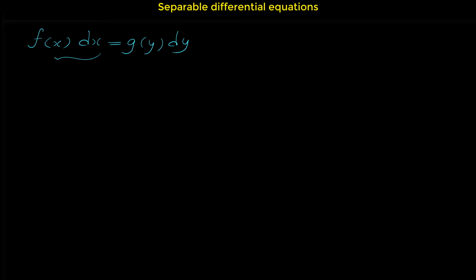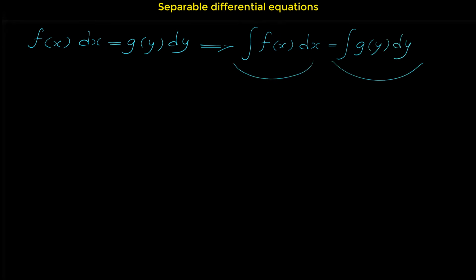So if we can separate the variable x from the variable y, if we can write in one side of the equation only x and in the other side only y, then we say the differential equation is separable. And for solving these types of differential equations, we can simply integrate the two sides of the differential equation. By calculating these integrals, we can find the solution. Let me show you some examples.